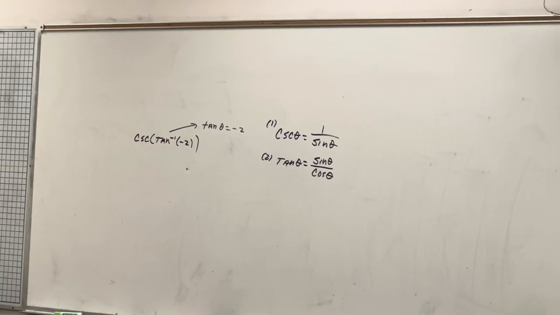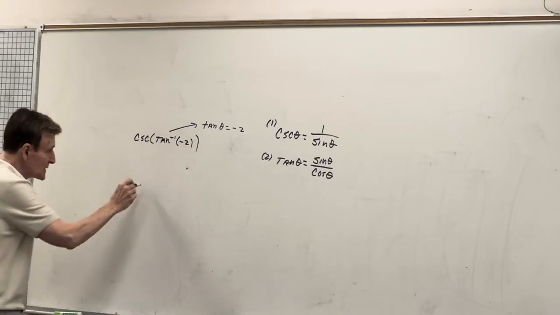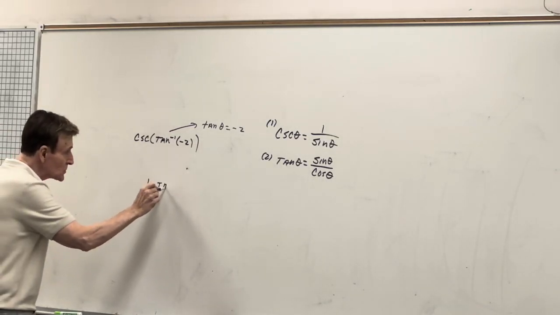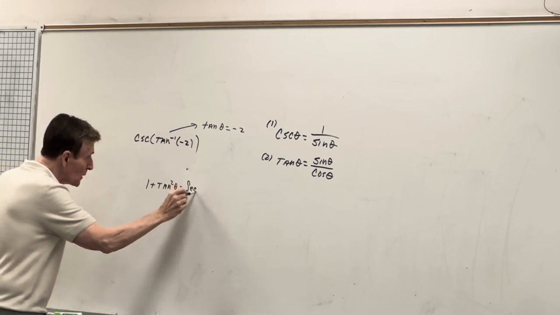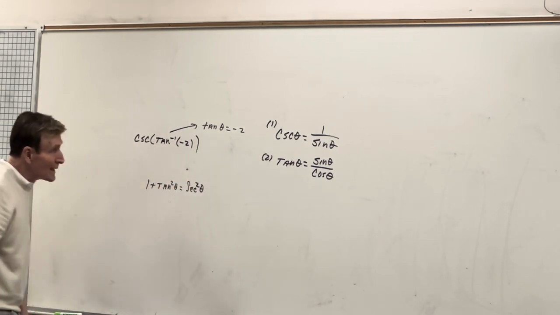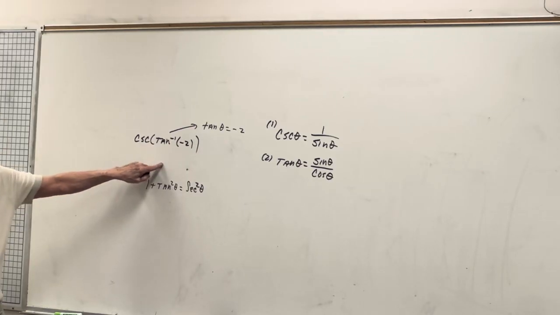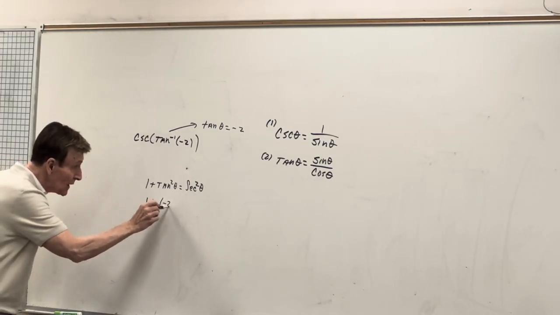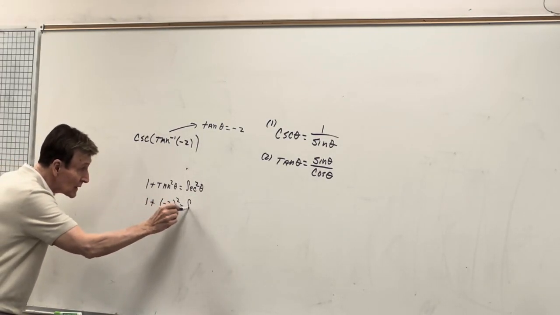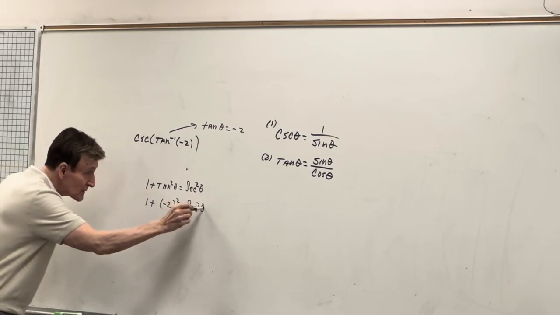1 plus tangent squared. What do we get? 1 plus tangent squared equals secant squared. Now, let's see if I can use it. 1 plus tan squared is equal to what? Secant squared? Yeah, 100%, I agree. And I know what tan is. Tan is negative 2. That's what this means. So could I put a negative 2 here with what she gave me? It's going to be squared.